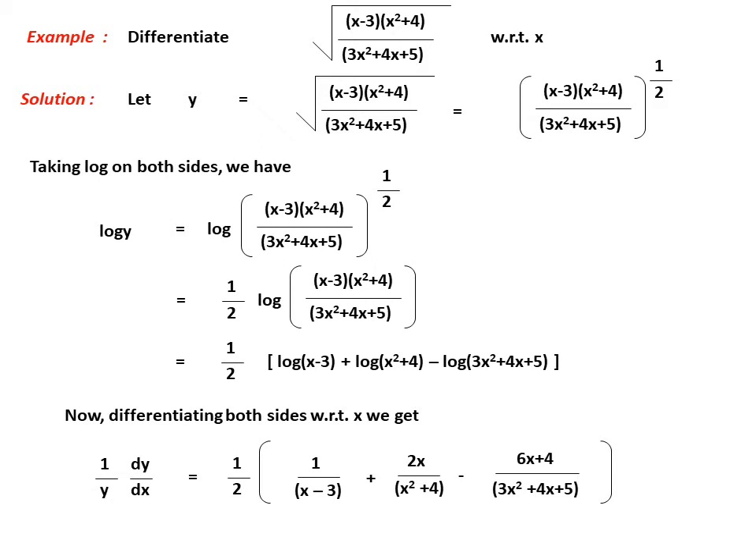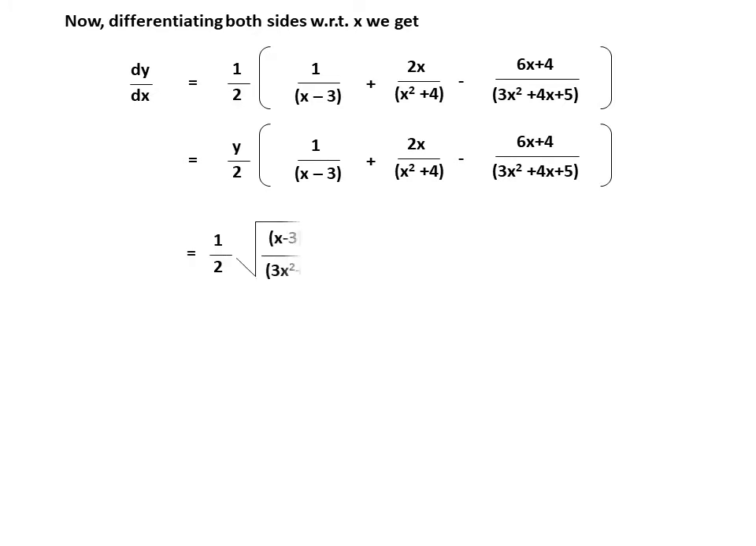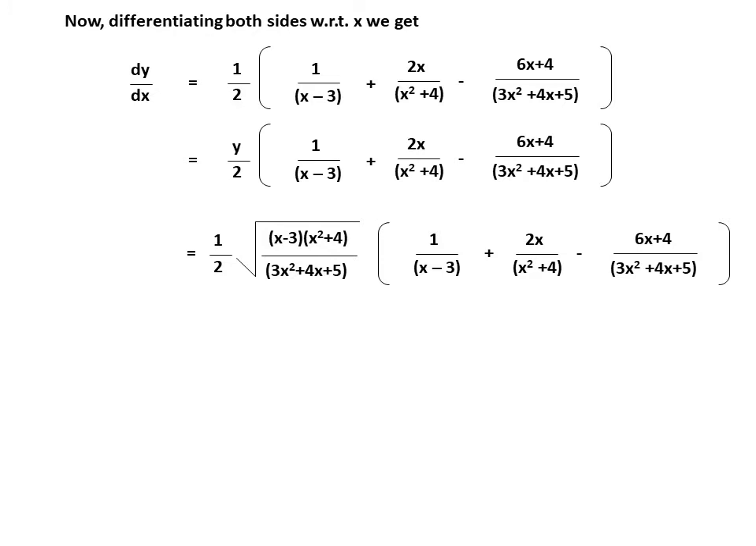Now what you have to do is, y is on the left side, so we have to take it to the right side. So y by 2 into this one. So finally you can write what is y. So y is 1 by 2 into square root of x minus 3 into x square plus 4 divided by 3x square plus 4x plus 5. Then in the bracket whatever is there after differentiation, that you write: 1 by x minus 3, plus 2x by x square plus 4 minus 6x plus 4 by 3x square plus 4x plus 5. So this is the final answer. Let us proceed.